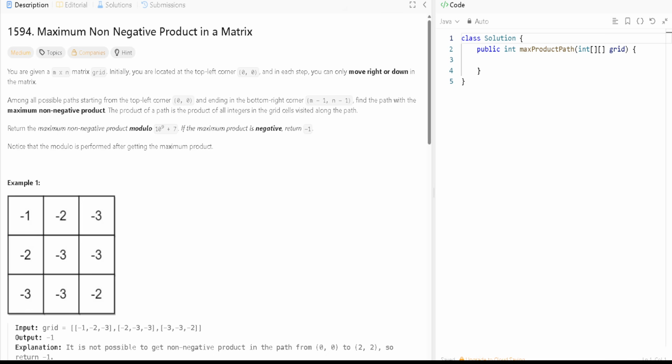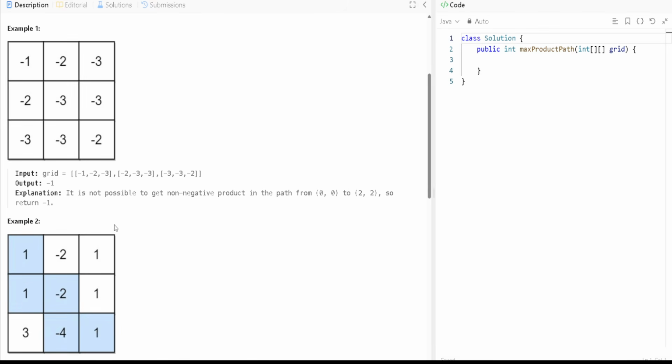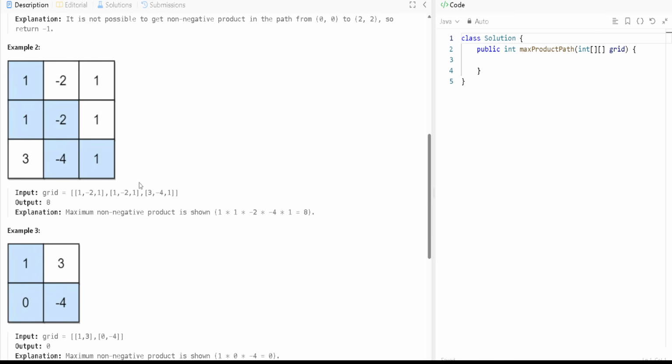Let's suppose these are the examples we have. It is not possible to get a non-negative product in the path from 0 to 2, so return -1. In this case it is not possible because all are -1. In this path, this is the path.